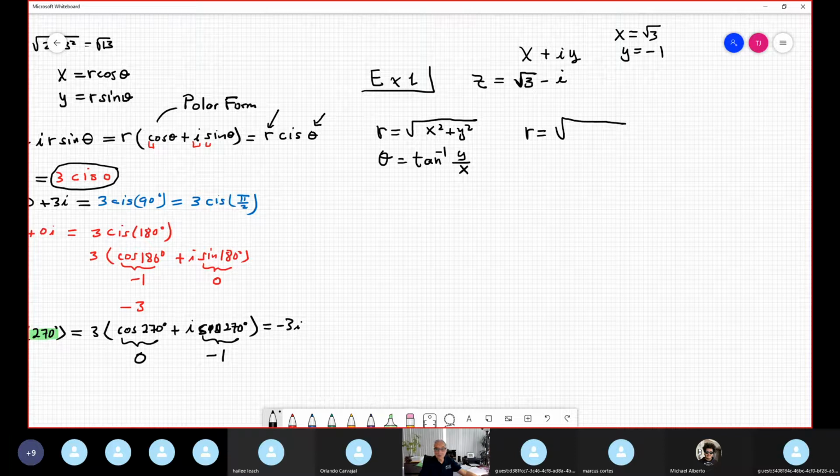Well, plugging in. Then, radical 3 squared plus 1 squared. Radical 3 squared is 3, and 3 plus 1 is 4, and radical 4 is 2. This is the r. Okay, r is the distance from the pole to the specific point. Okay, and what about theta? Well, theta is tangent inverse of y, which is negative 1, divided by radical 3.